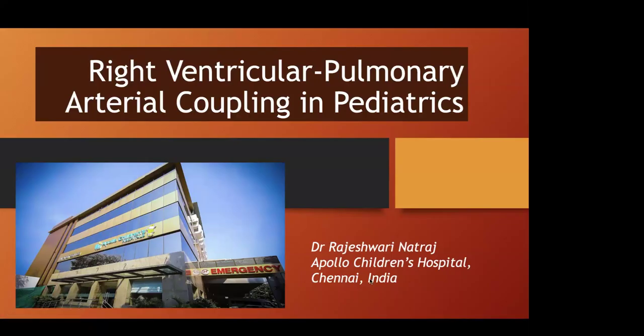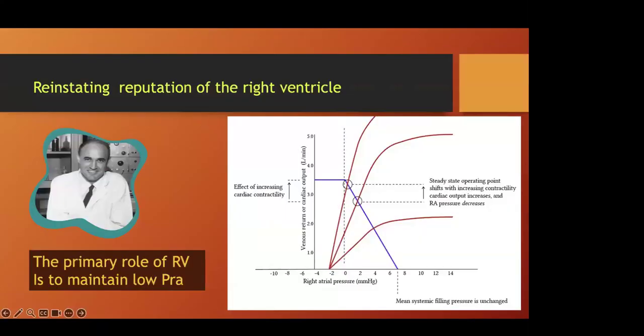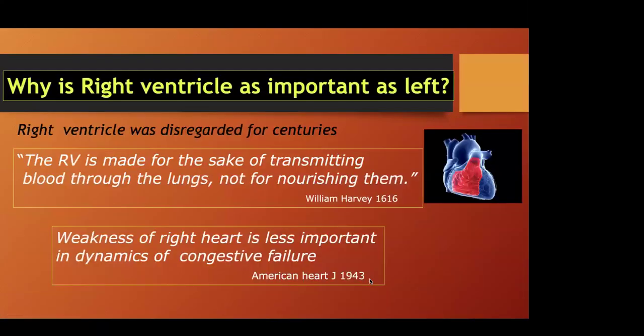Normally we all know that the left ventricle is given importance and the right ventricle is not given as much importance as the left. Of course, in the last decade, there have been several studies showing the importance of the right ventricle. Initially it was thought it was just a sac to transmit blood from the peripheries to the lung, and the weakness of the right ventricle was considered less important in heart failure.